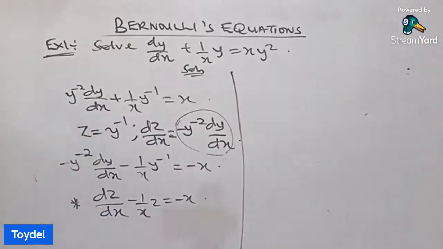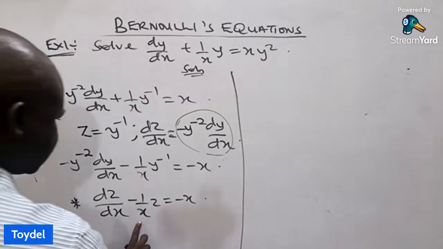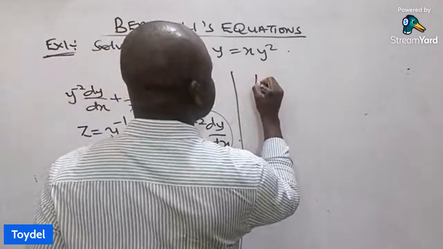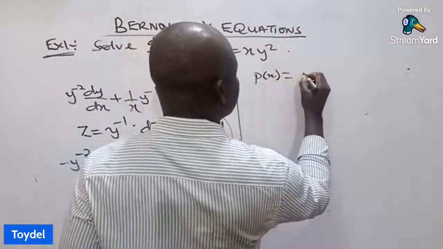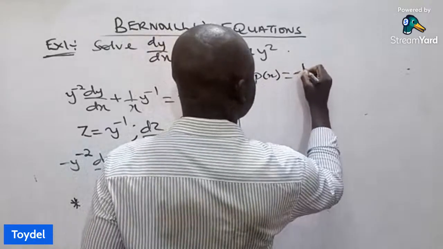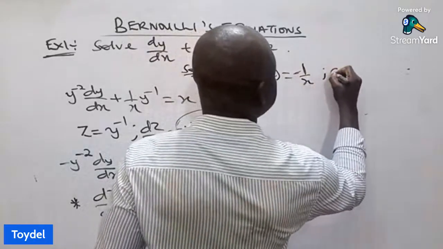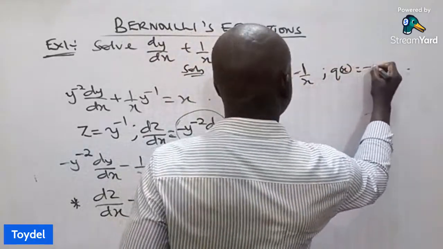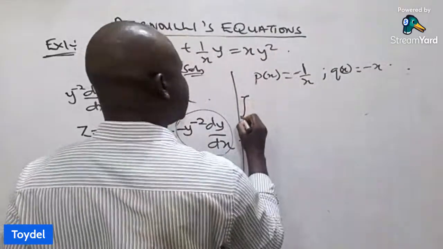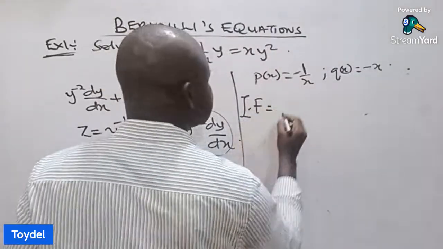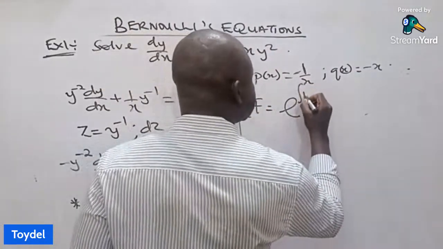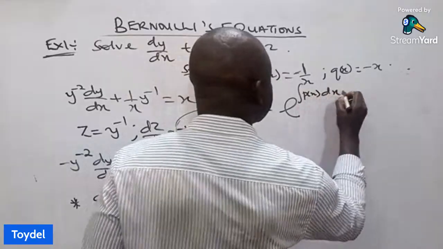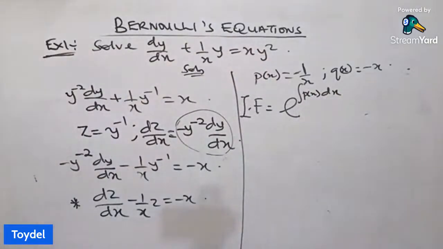From this point, the next thing we are going to do is locate p of x and q of x. Here we realize that our p of x is equal to 1 minus 1 over x, and q of x is equal to minus x. So we go ahead and find the integrating factor. What is the integrating factor? It is the exponential of the integral of p of x dx. When we have a linear equation, that's how to find the integrating factor.